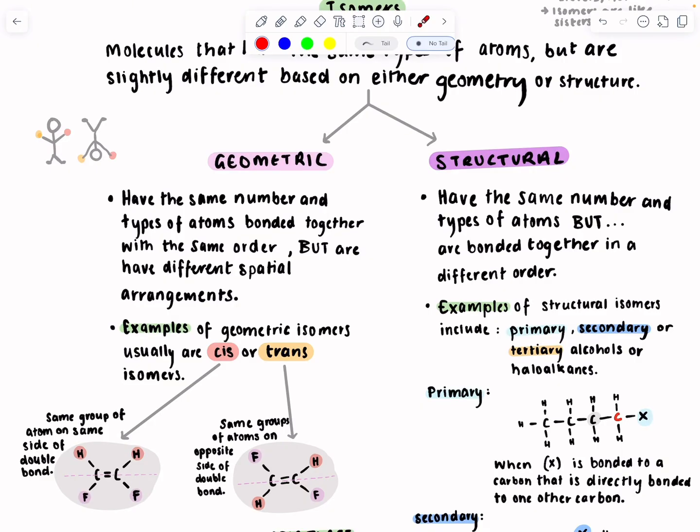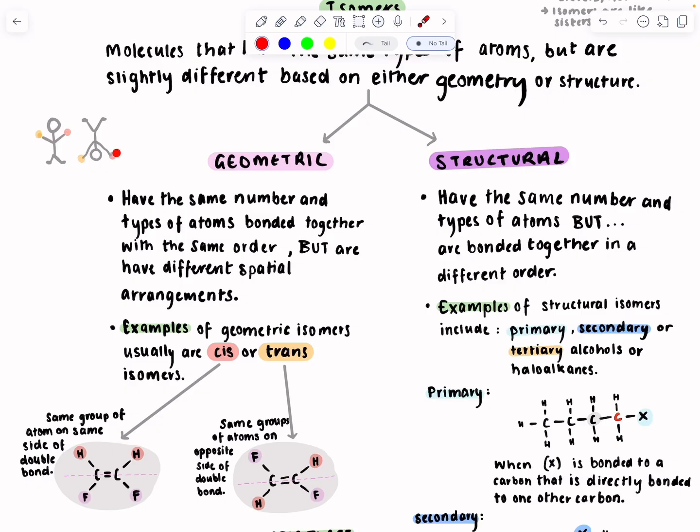So geometric isomers have the same types of atoms, and they're bonded in the same pattern to the same atoms. The thing that makes them different, however, is their orientation in space. As you can see, I've drawn two stick figures. Each stick figure is holding something. In the left hand, we've got an orange. In the right hand of each stick figure, we've got an apple.